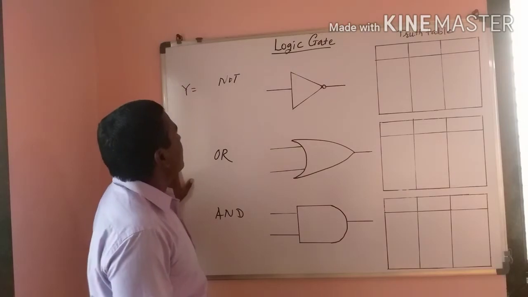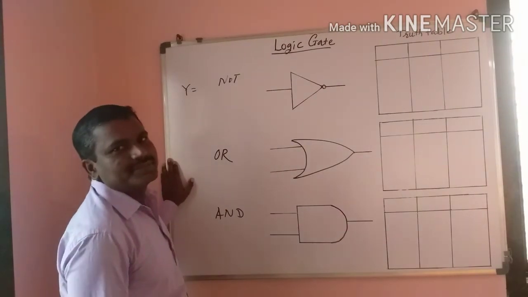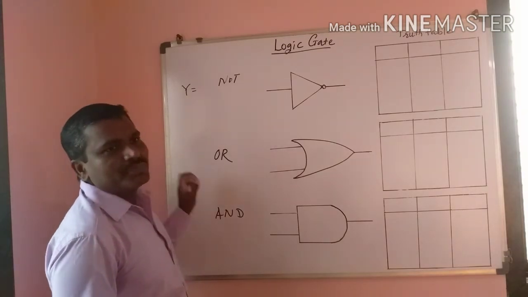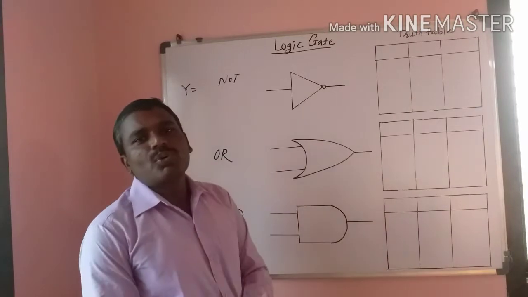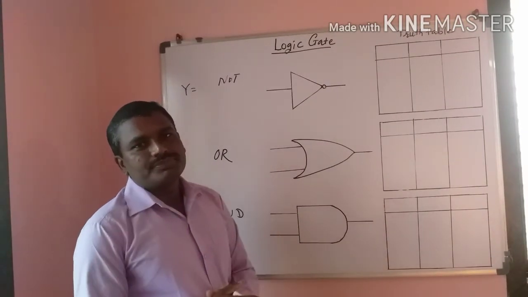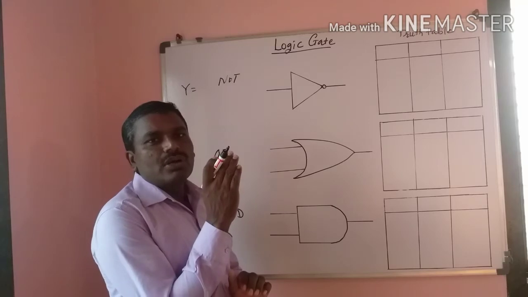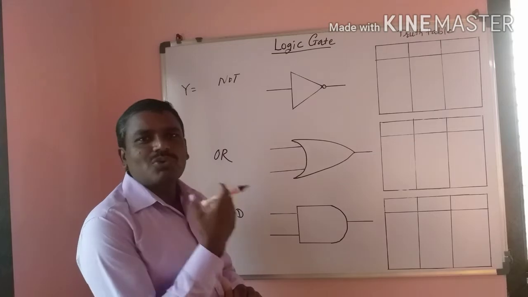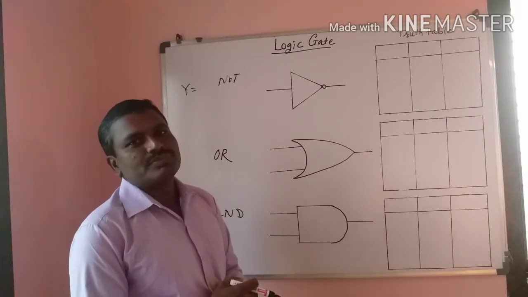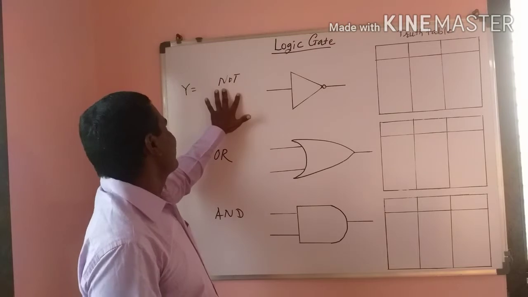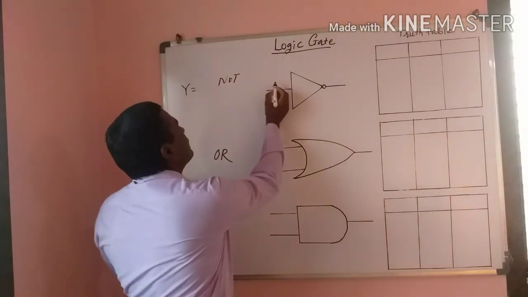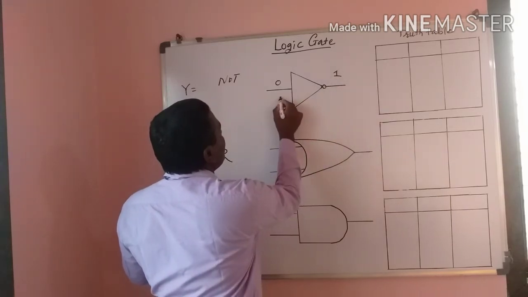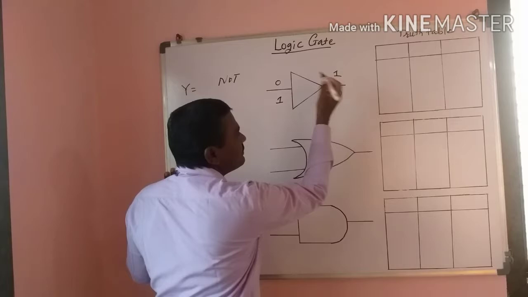If we look at the first gate, that is the NOT gate, the NOT gate is nothing but a gate which has only one input and only one output. Its output is opposite to the input, and so it is also called an inverter. NOT gate is also called an inverter. If suppose we use a 0 input, then its output is 1. When we use a 1 input, its output is 0.